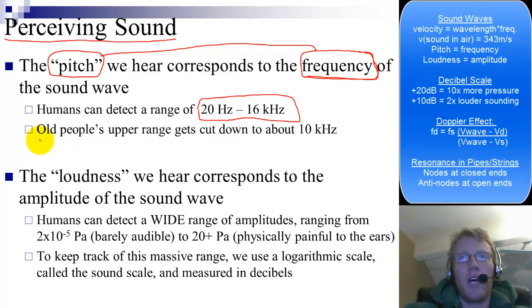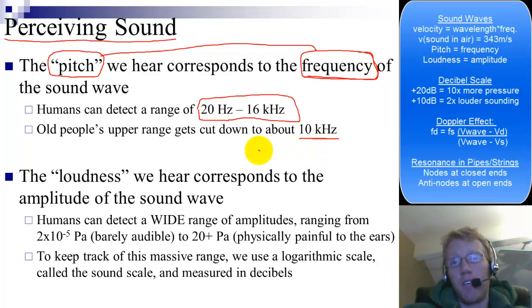And as people age, the little hairs, the little membranes in their ear deteriorate and aren't working as well. And so the older they get, they're not able to hear higher frequency sounds. And I mean, this is just an estimate value, but it cuts off around 10,000 kilohertz for older people.